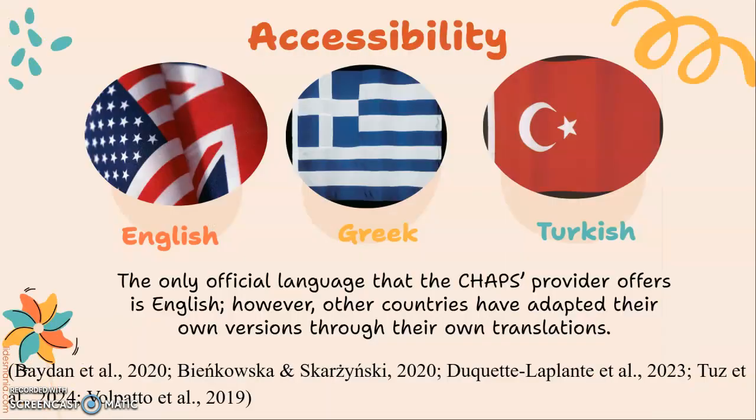There is only one official language that the CHAPS is offered in, and that is English, due to the fact that the creators and publishers have not distributed any other versions themselves. However, other countries like Greece, Turkey, Poland, France, and Brazil have adopted and translated, or are currently translating, their own versions. So there are screeners in Greek, Polish, Turkish, and Brazilian Portuguese. The French version has not yet been widely used or developed.